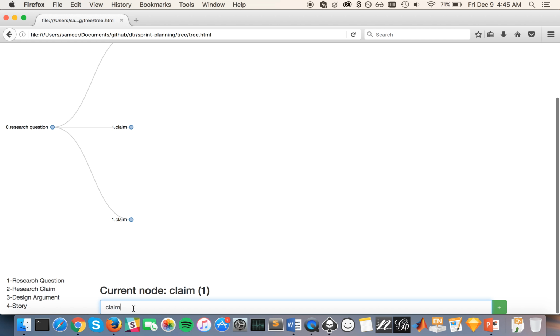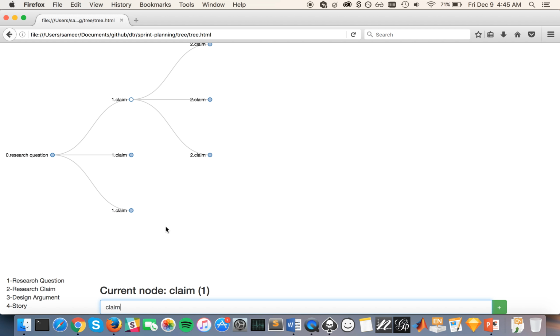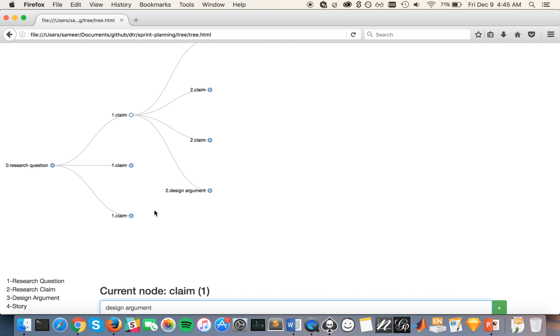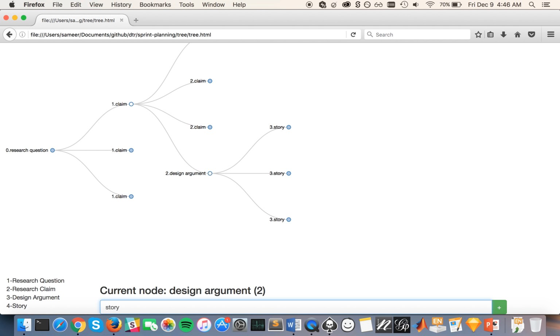You could have some design arguments. Sorry, there should be design arguments. You can see it as two there, but I'll redo it. So design arguments, and then for a design argument you can have a story that addresses it. This is kind of interesting because for every story you're addressing a design argument, and that's how I thought about it for a while.